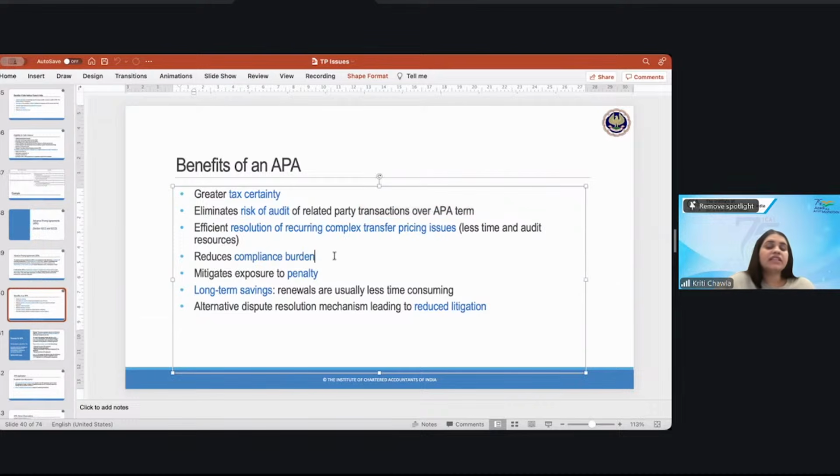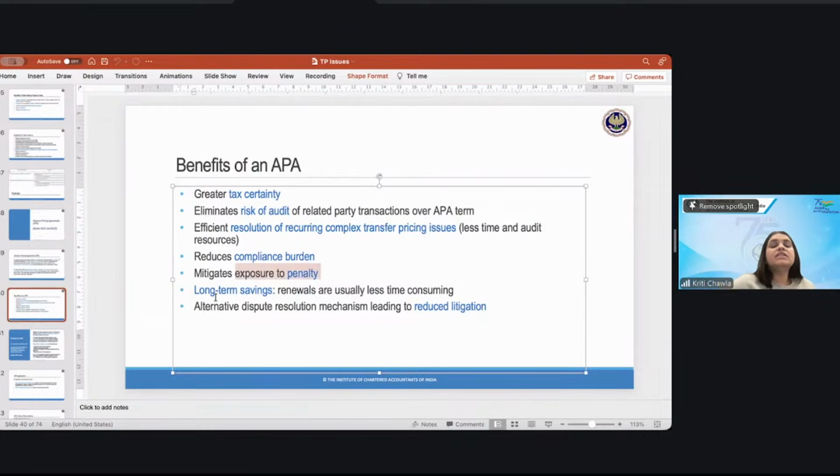It reduces the compliance burden, because even for APAs you'll have to maintain a TP study, no doubt about that. But in the TP study, you can say that this kind of transaction is covered by the APA dated a particular date. What happens in an APA is that if the percentage, the number of comparables, or the method is covered by the APA, you don't have to justify it extensively in the TP study. You can just mention that it is covered by the APA.